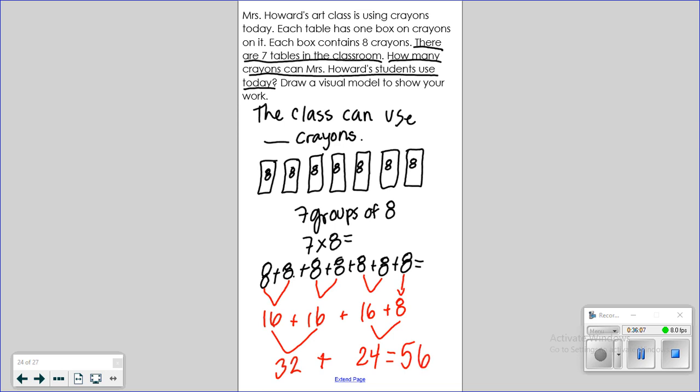I like it. How many crayons are floating around the art room? 50. No. How many crayons are floating around the art room, Devin? 56. Back up to that answer sentence. The class can use 56 crayons.